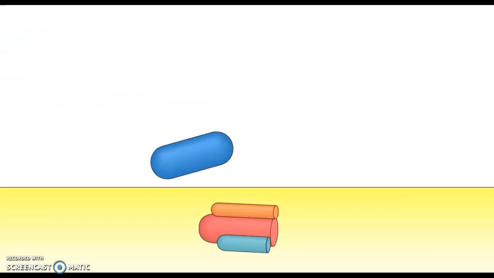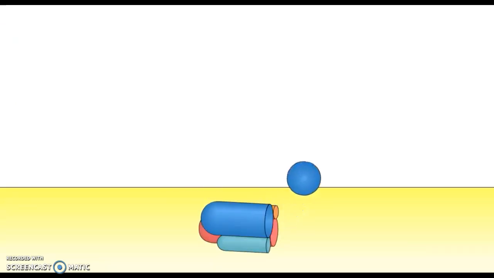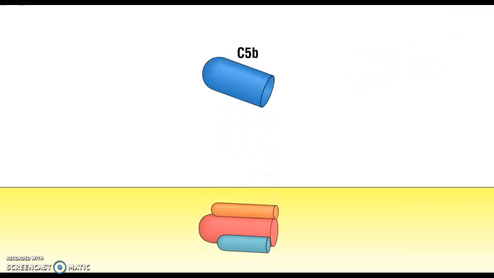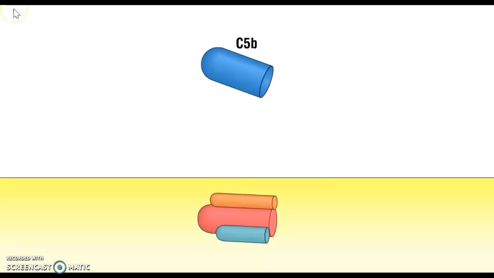Again, the small peptide fragment released by this cleavage, C5a, is a potent anaphylatoxin and is also the most important chemoattractant derived from the complement system. The large fragment, C5b, acts to initiate the formation of the membrane attack complex, the terminal stages of the complement cascade. In this process, C5b assembles with C6 and C7.